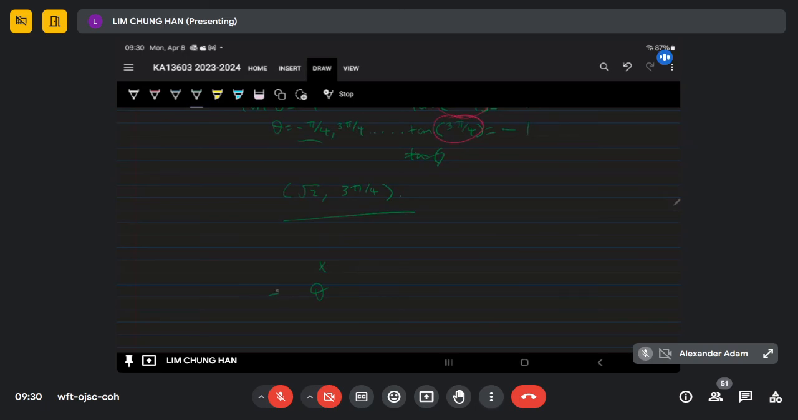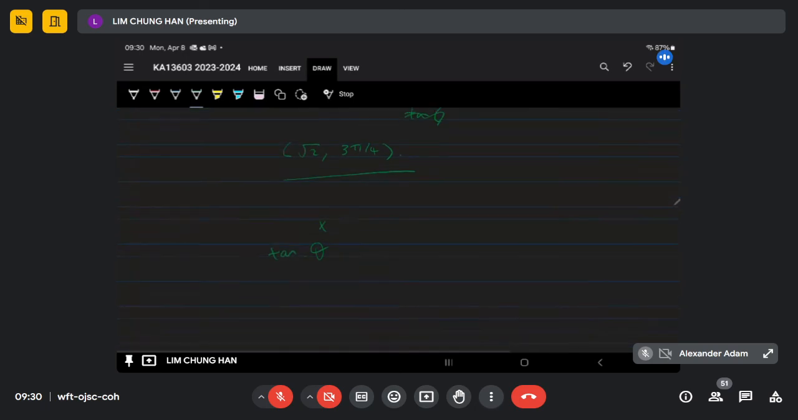So it doesn't matter whether you're doing tangent theta, cos theta, or sin theta. When you're looking for the angle, when you're looking for theta, you will get the same problem. Anytime you look for theta, you will get the same problem. Doesn't matter tangent theta, cos theta, sin theta. So you have to be careful.